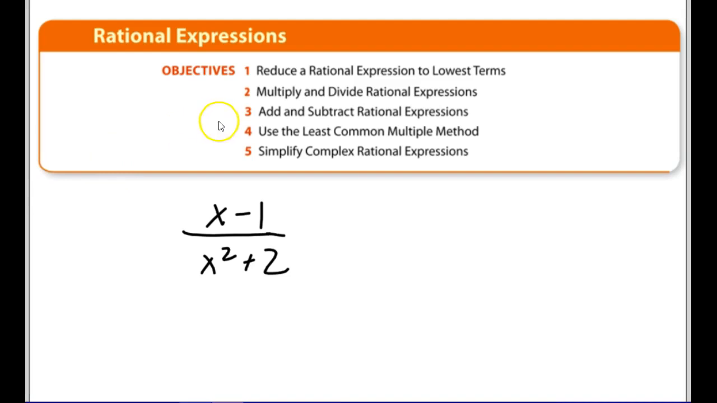Okay, so now let's look back at our learning targets, dealing with our rational expressions. So first we reduced a rational expression. Then we looked at multiplying, dividing, adding, and subtracting. Just remember, when I add or subtract, I have to have that common denominator. Then I found the least common multiple, which is an easier way to find that common denominator when we add or subtract. And then we looked at some complex rational expressions where there were fractions within fractions.